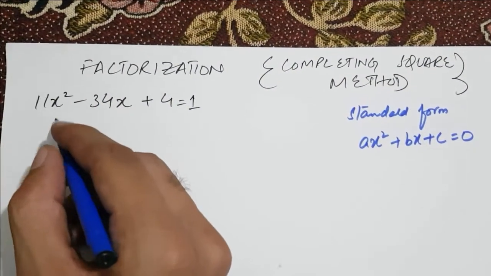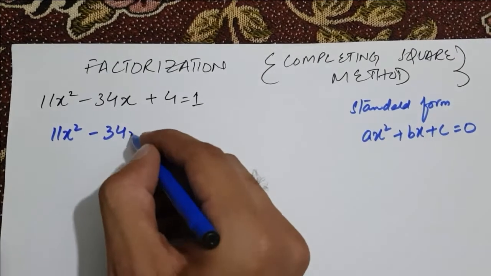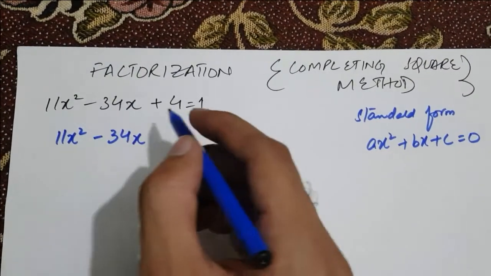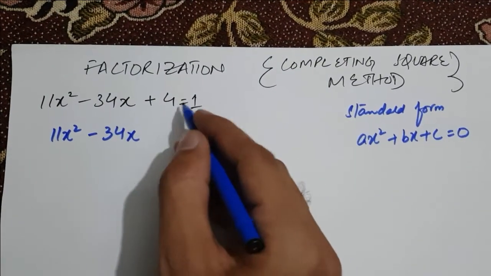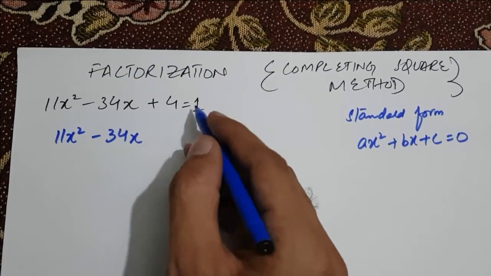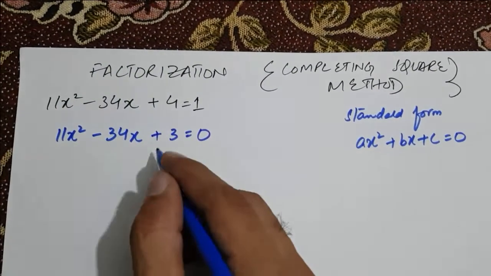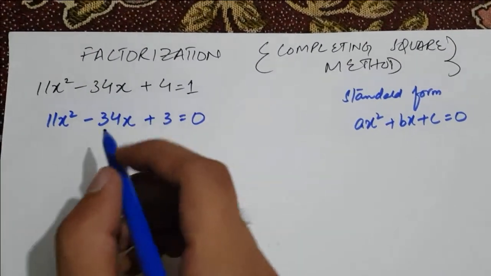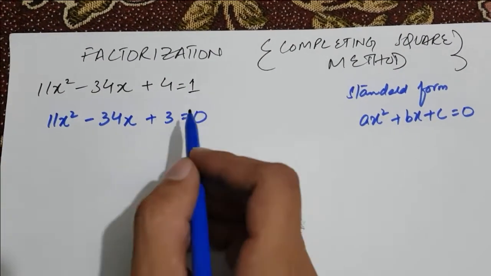So first of all, we convert it into standard form, which says 11x squared minus 34x. This minus 1, when we shift here, it will become a negative of 1. So we get plus 3 here equals to 0. Since now our equation is in standard form, we start solving it.